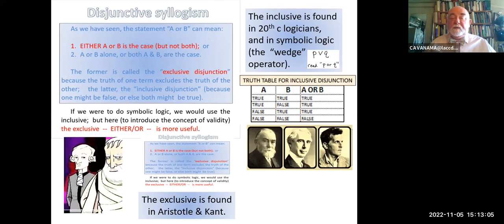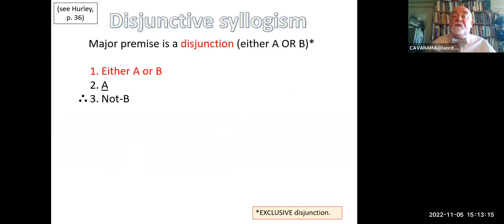And you see, if you do the symbolism, you use the wedge operator. The exclusive disjunction is found in Aristotle and Kant in the earlier kinds. Okay, so let's use the exclusive disjunction and note that when we have a disjunctive syllogism, we've got a syllogism here, right? 2 premises and a conclusion. The major premise is a disjunction, either A or B, that is the exclusive. For example, we could say major premise, either A or B. For the minor premise, we assert A.